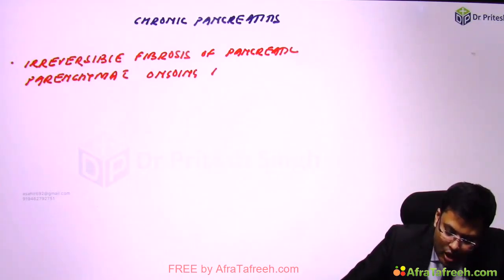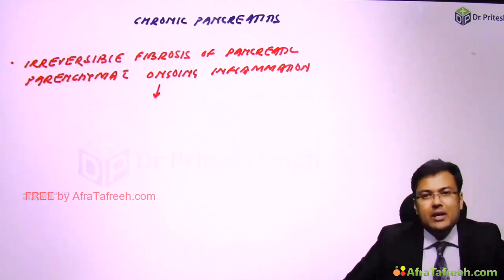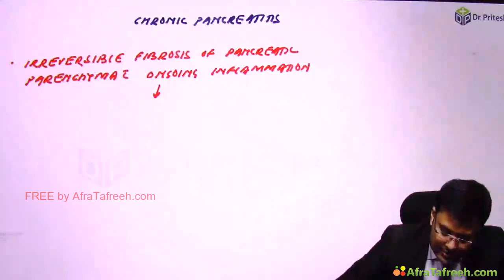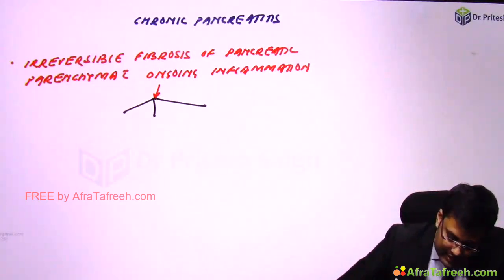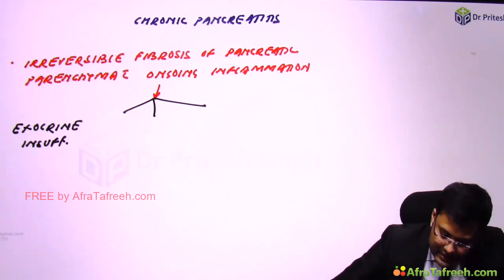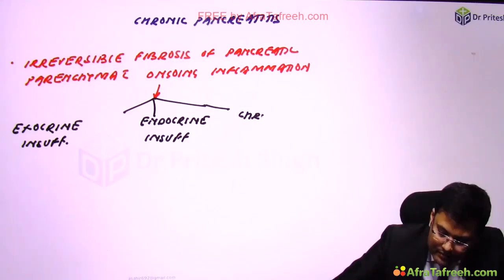So there is ongoing inflammation, and because of this, what's the problem? There is exocrine insufficiency, endocrine insufficiency, and there is chronic pain. So there are three problems: exocrine insufficiency, endocrine insufficiency, and chronic pain.